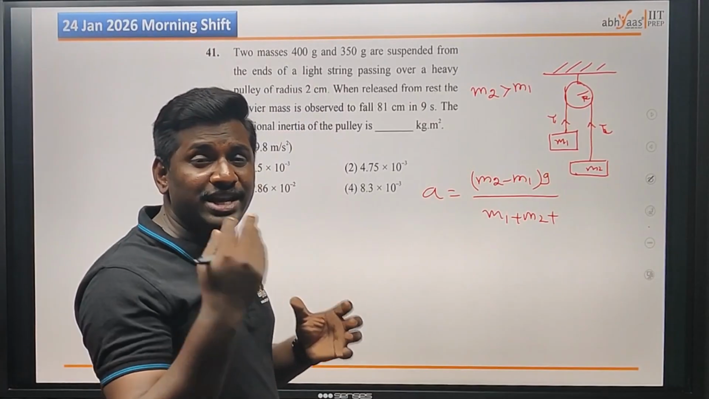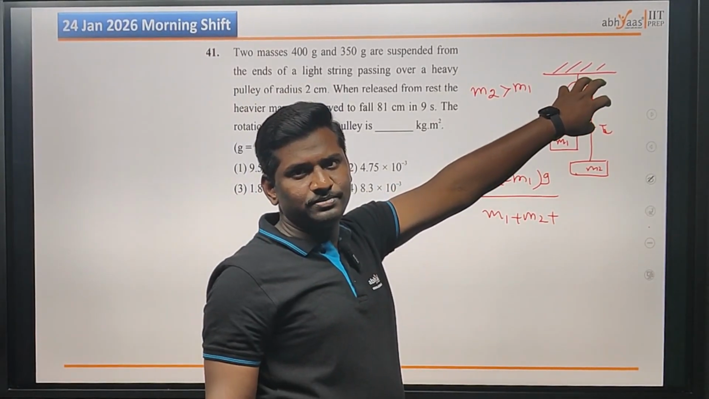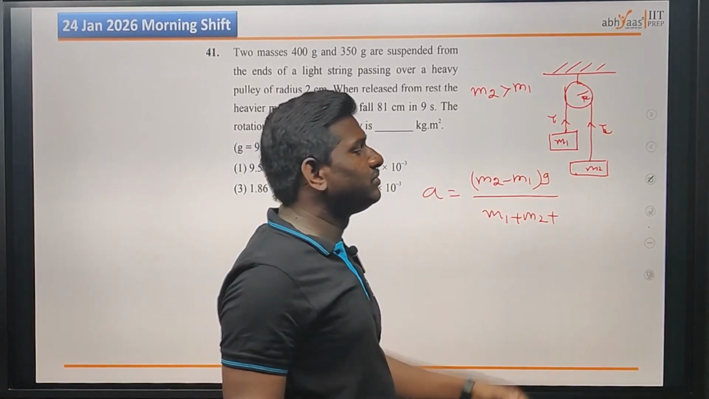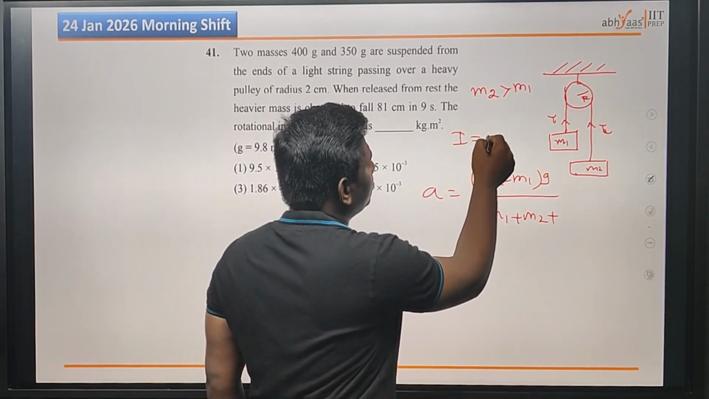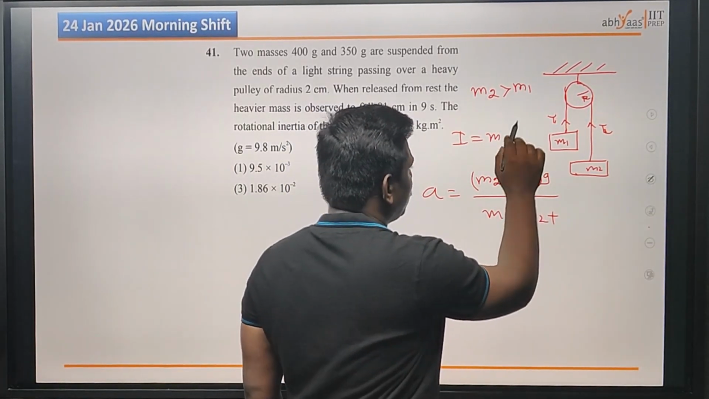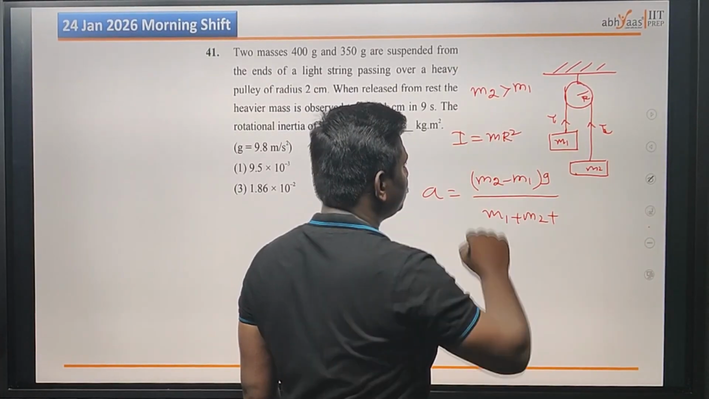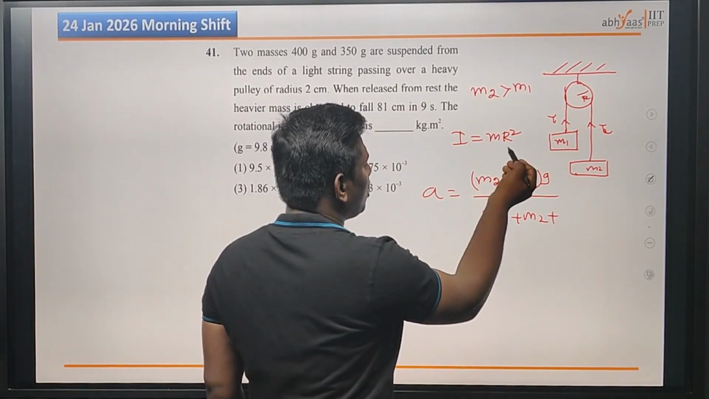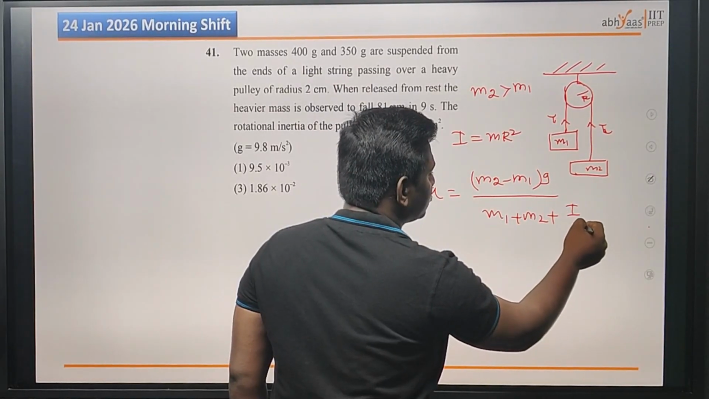If you are considering the pulley, you have to take the mass of the pulley. What is the mass of the pulley? From the inertia formula, I equals m r square, whether you take capital M or small m. From this you have to find m. So m can be written as I by r square.